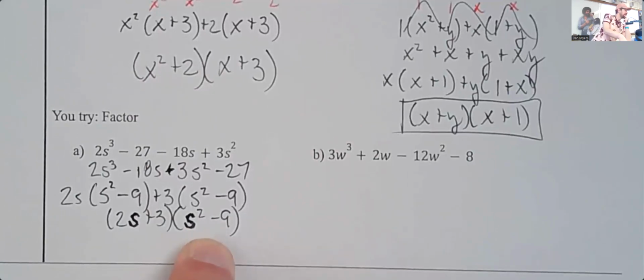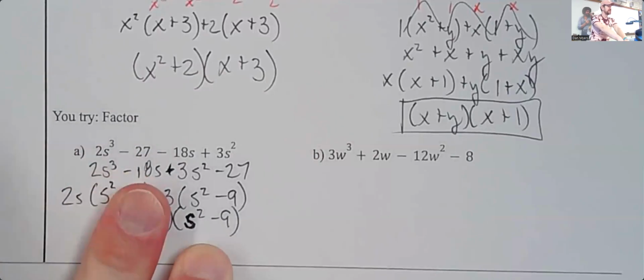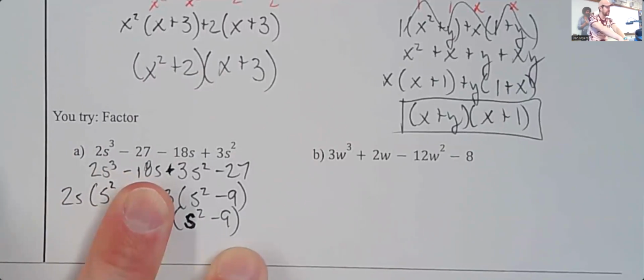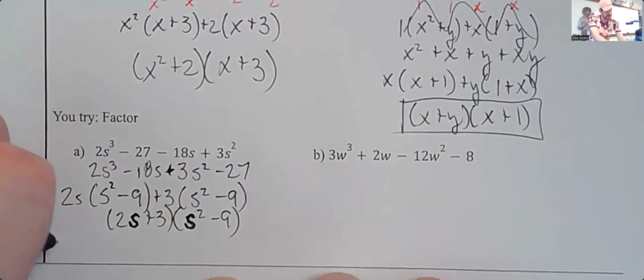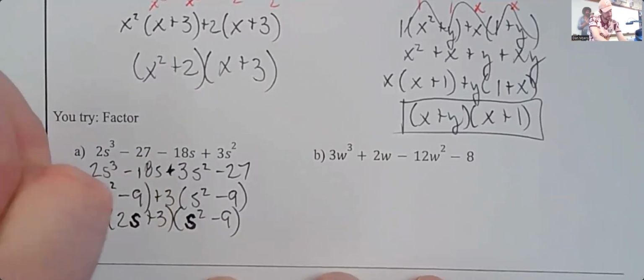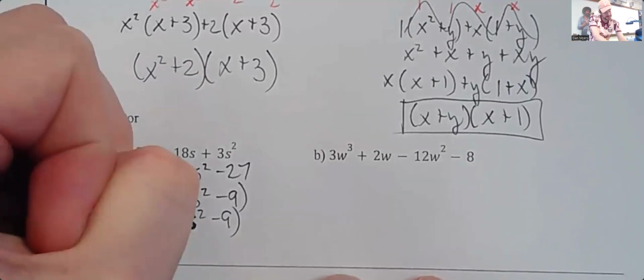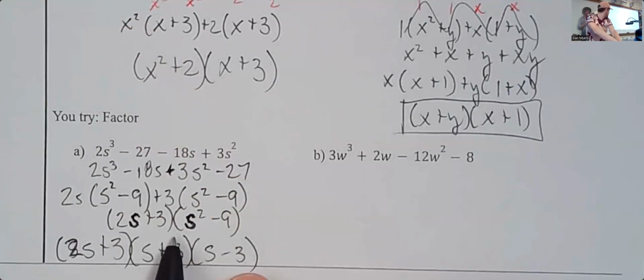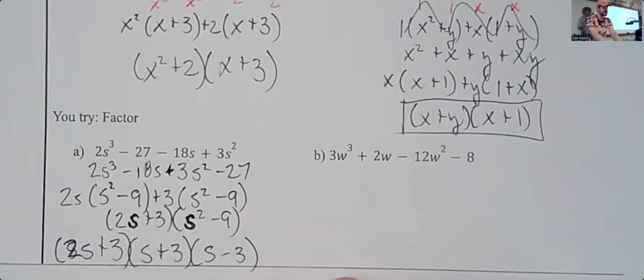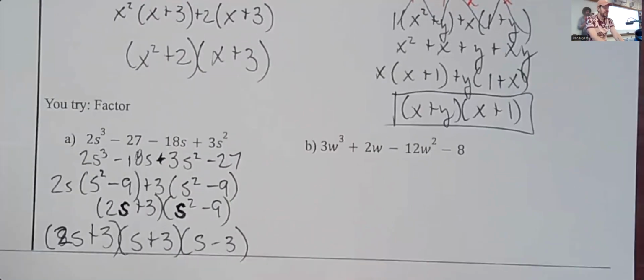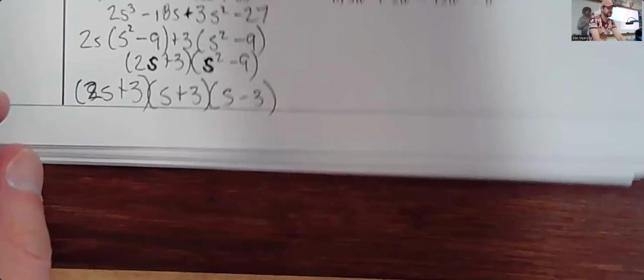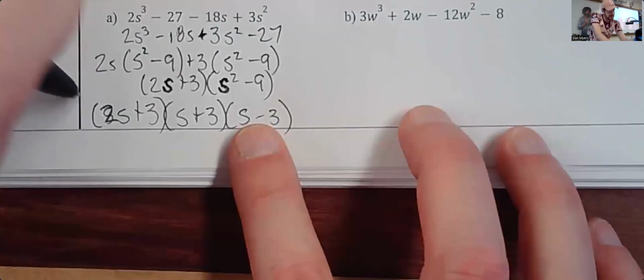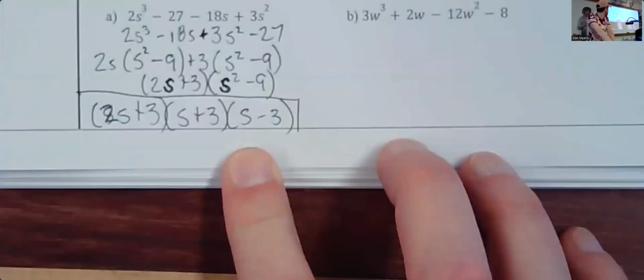Yeah. This right here, we saw problems like this on our assignment yesterday. That is a difference of squares. If the first term and the second term are perfect squares, and there's a minus in between them, that's a difference of squares. So the answer to this one is actually going to be 2s plus 3 times s plus 3 times s minus 3, because s squared minus 9 factors to s plus 3 times s minus 3. We saw problems like that on yesterday's assignment. So there is that last little bit that has to happen to be completely factored for part A.